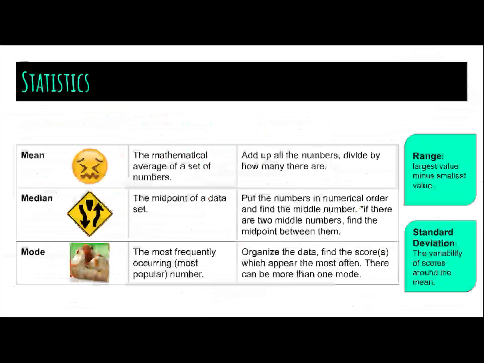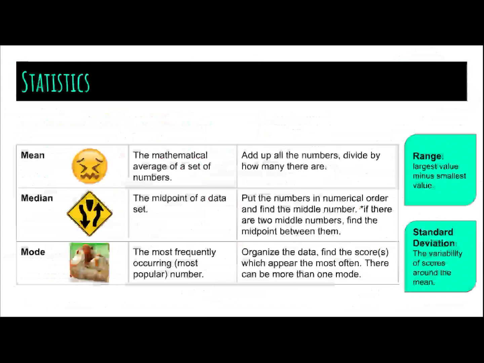If you wanted to know your mean on your quizzes, you would add up all your quiz scores, and if you've taken 5 quizzes, you would divide that by 5. I put a mean face next to mean because it helps me to remember that the mean is the one that makes you do all that mean math to figure it out.